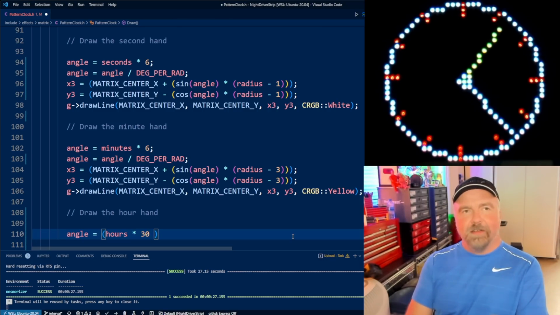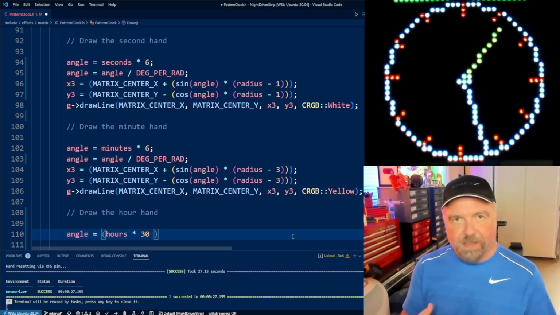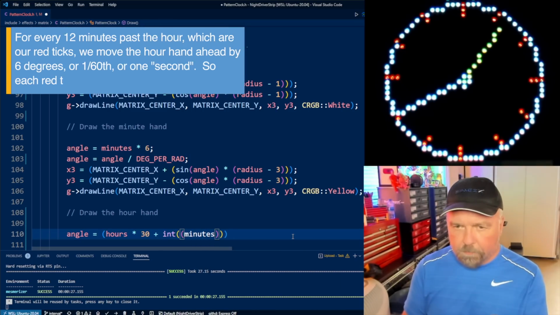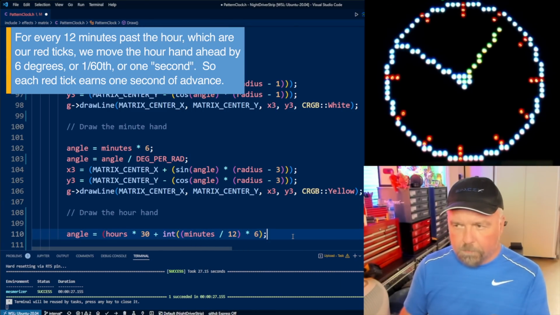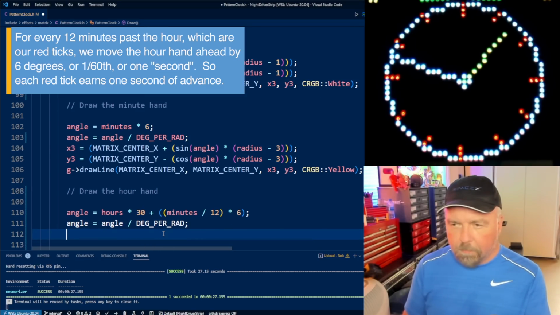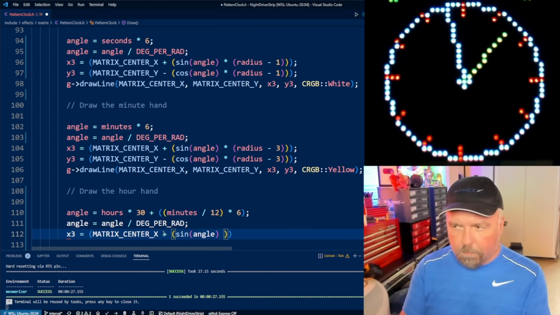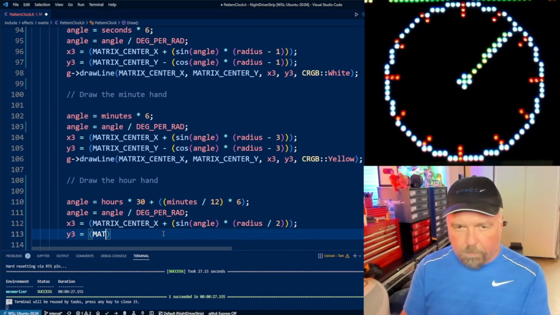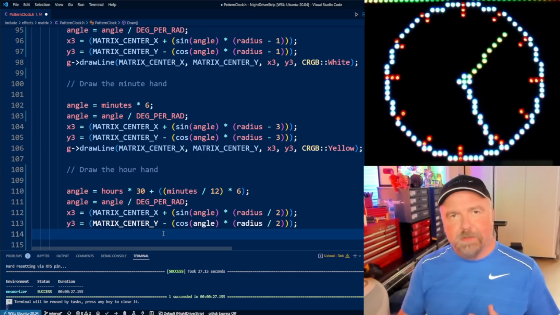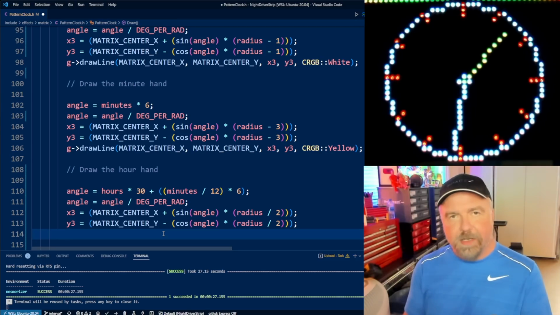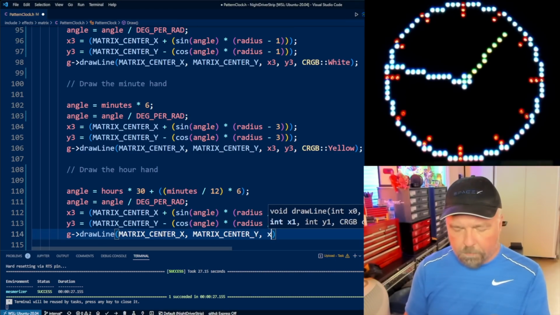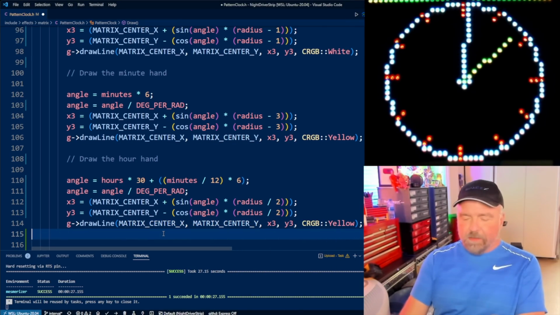Now, remember the hour hand has to move a bit as the minute hand goes around, right? The hour hand will actually get closer to the next hour. So let's do, and we'll go halfway out to the edge. So that's why it's radius over 2, because we're going to start at the middle and go halfway out, and we're going to call that the hour hand. Looks about right. Let's see what that gives me.